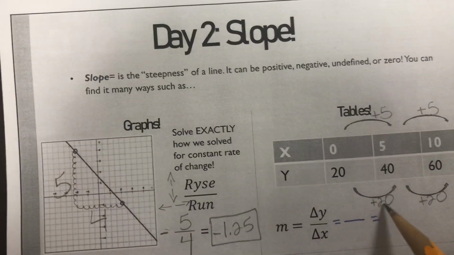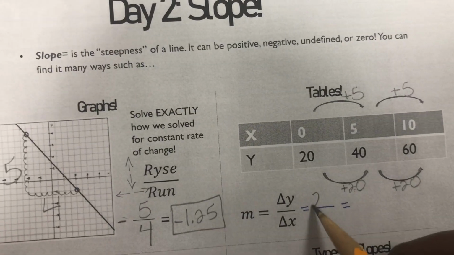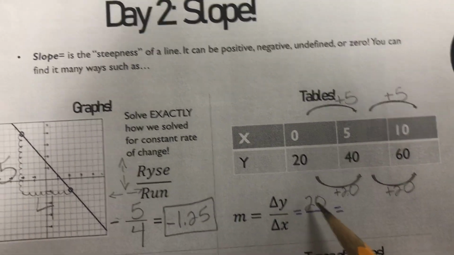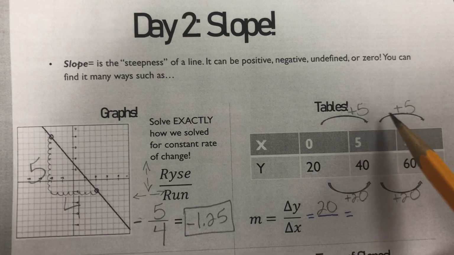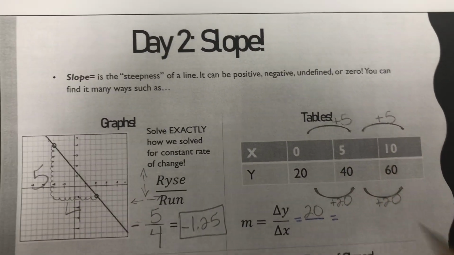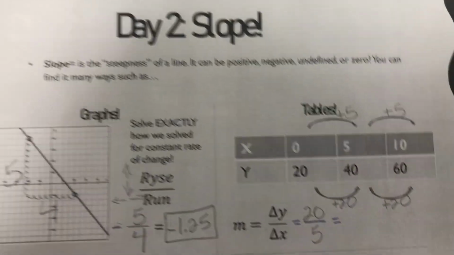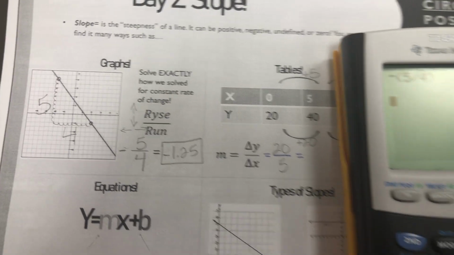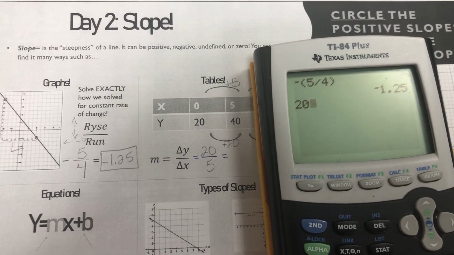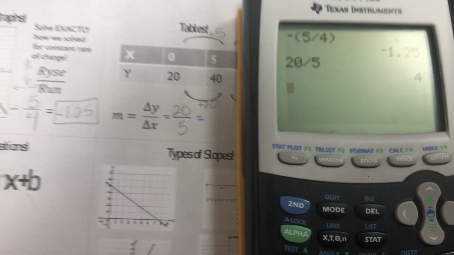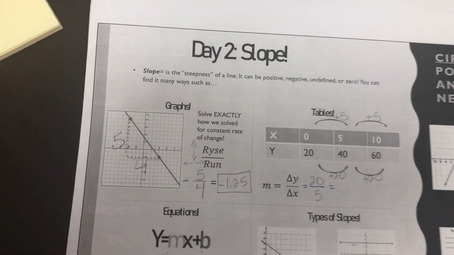All right, so my change in y was 20. And since I said plus 20, we're just gonna consider it as a positive 20. And then up here, as far as our x's, those were plus 5, so we're gonna consider those as positive 5s. So whenever we go to put that into the calculator and divide, it is 20 divided by 5. So 4 is your answer. That is your slope.